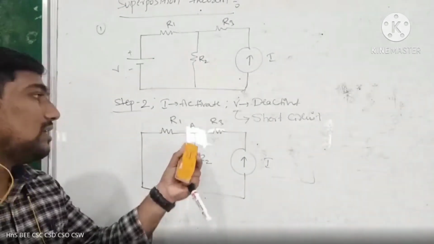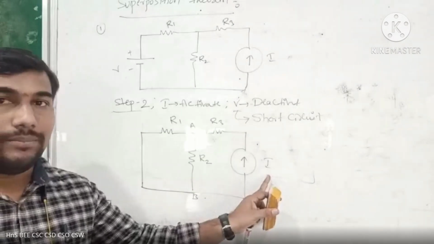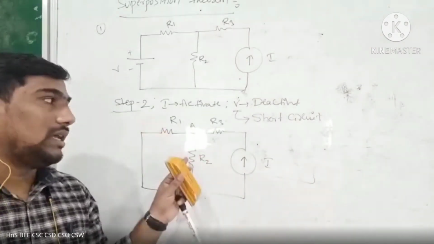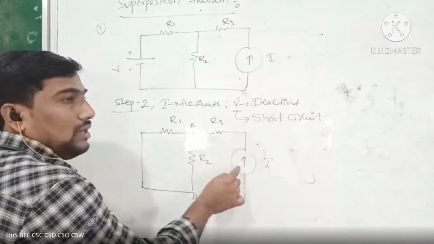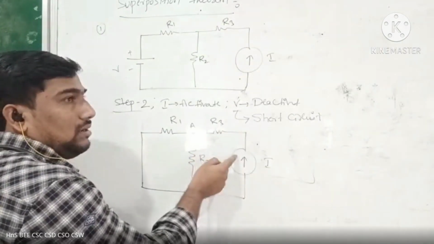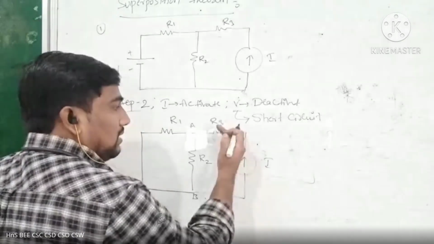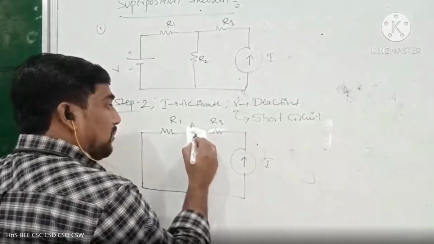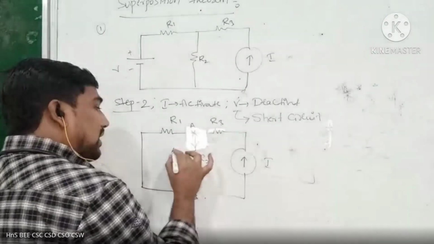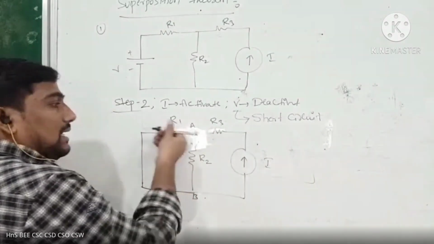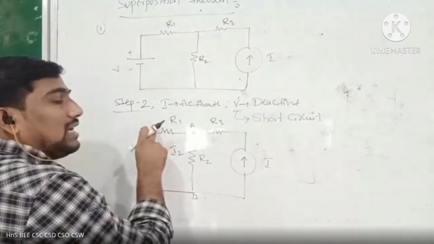Sir, I need the current across the AB resistance. The total current value is I, and we have two resistors. In this R3 resistance, the current is I only, because these two are in series connection. Now the total current flows like this and will be divided at point A. For example, this is I2 current, this is I3 current. But we need only I2 current; no need to find the R1 current.